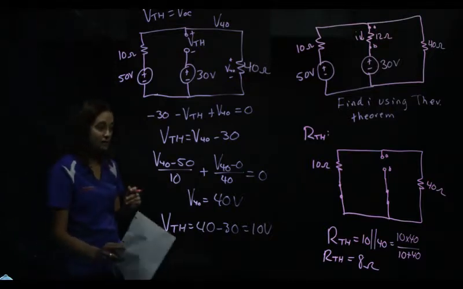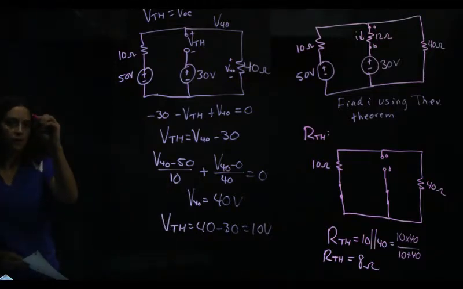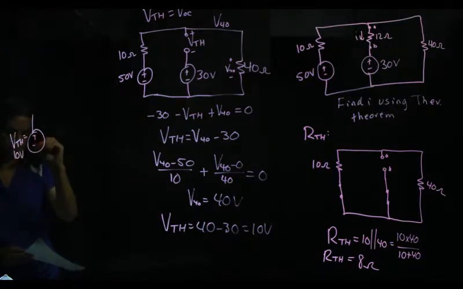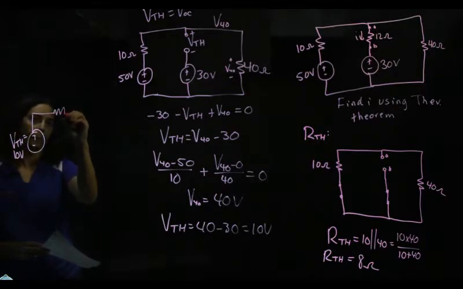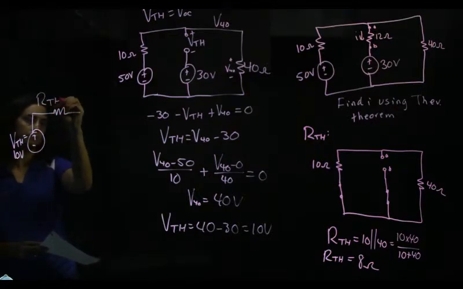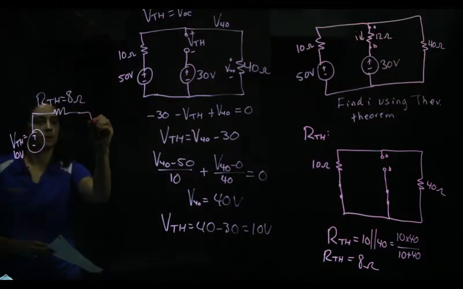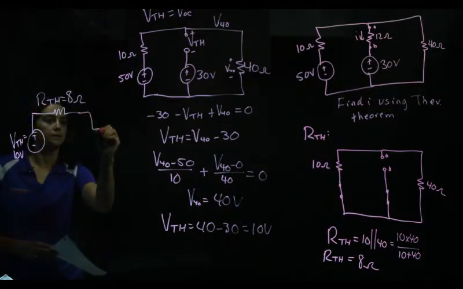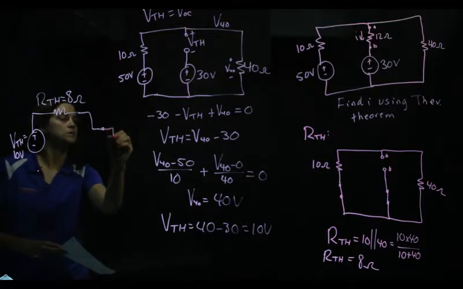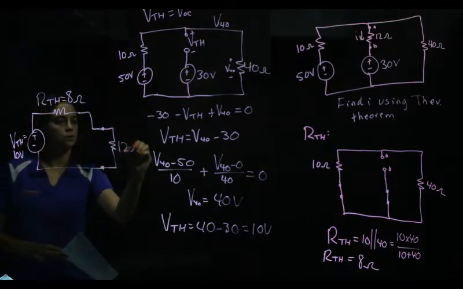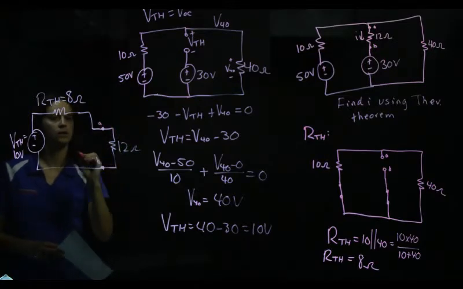So how do we draw this one? Well, the same exact way. V Thevenin, or 10 volts, R Thevenin, or 8 ohms. I don't need that line, but that's okay. Goes to the load, which is 12 ohms. That's location AB.